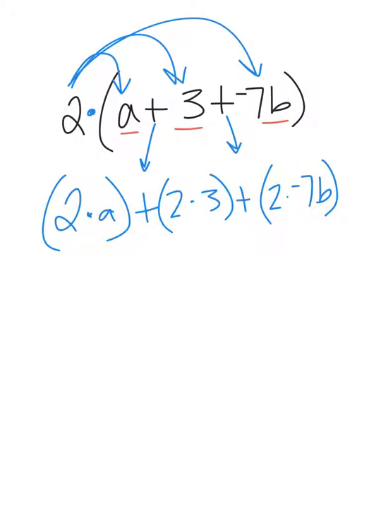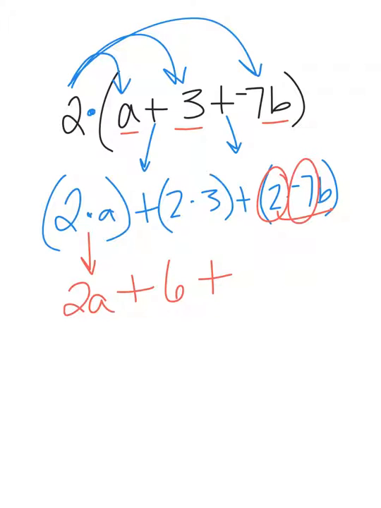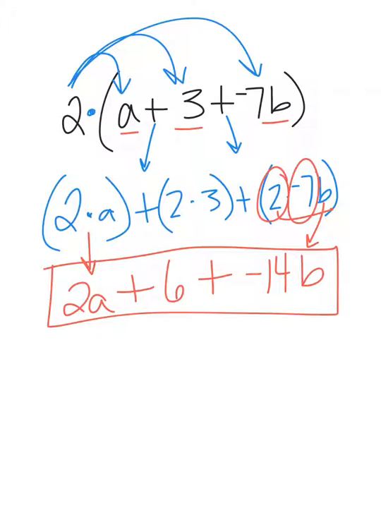Remember that when you are combining terms, if you are multiplying, you can put a letter and a number next to each other or together. So 2 times a would simplify to 2a, 2 times 3 would simplify to 6, and 2 times negative 7b, this is where we would do the 2 times negative 7 first, which would get me to negative 14, and then the b comes along for the ride. So this would be my simplified form because I don't know what a or b is equal to.